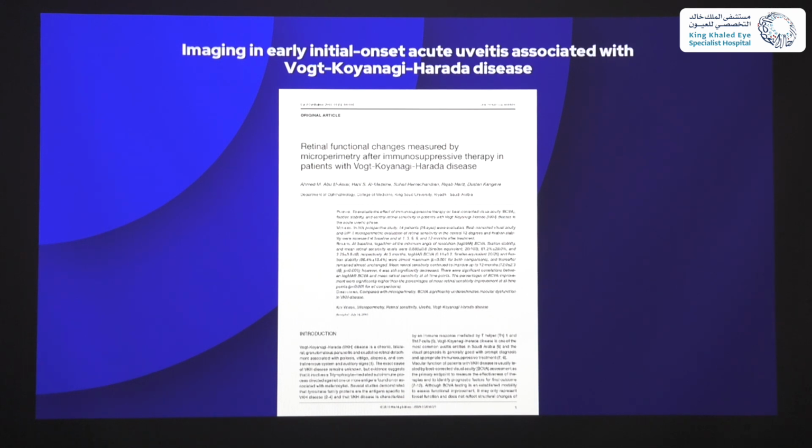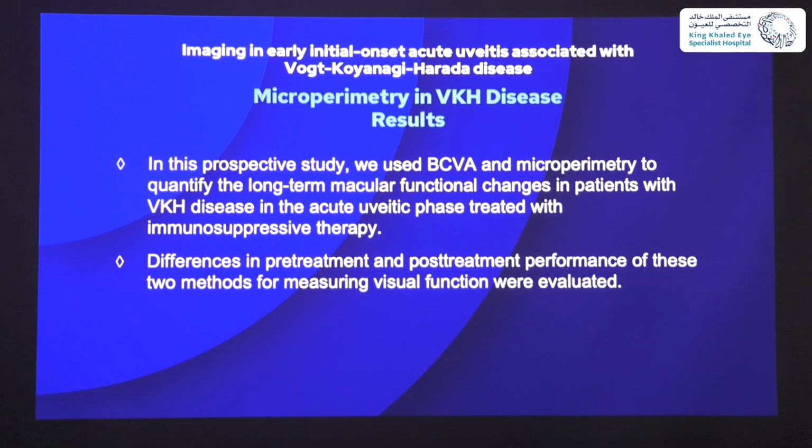In another study, also using macroperimetry, we wanted to investigate the effect of immunosuppressive therapy on macular sensitivity in a group of patients with initial onset acute VKH disease. So we wanted to look at the correlation between best corrected visual acuity and macular sensitivity, because macroperimetry allows us to study fixation stability.